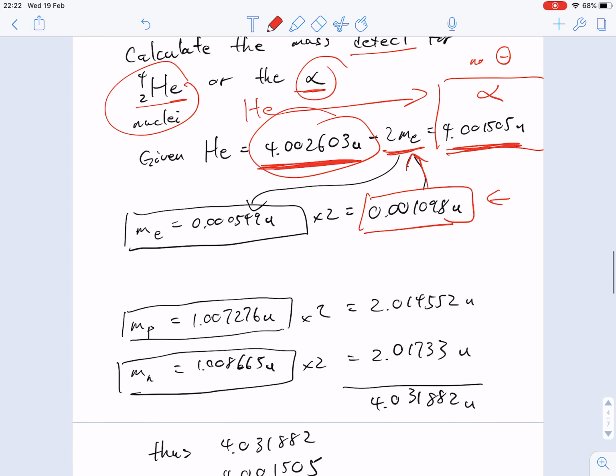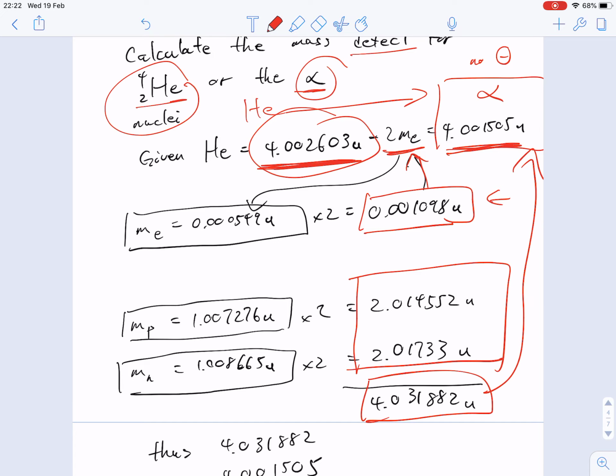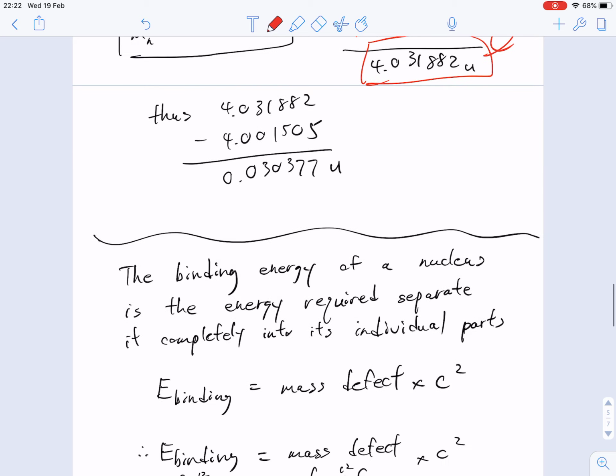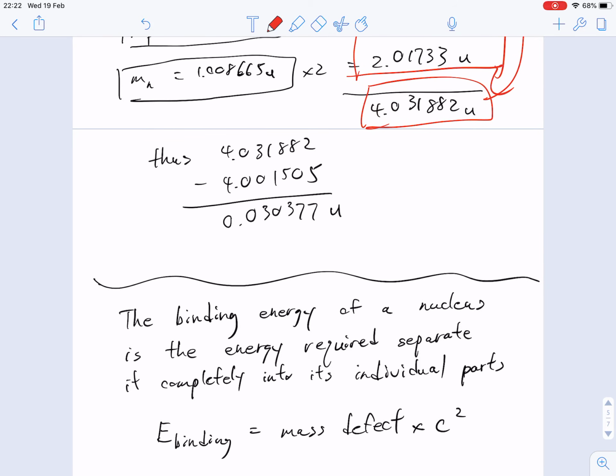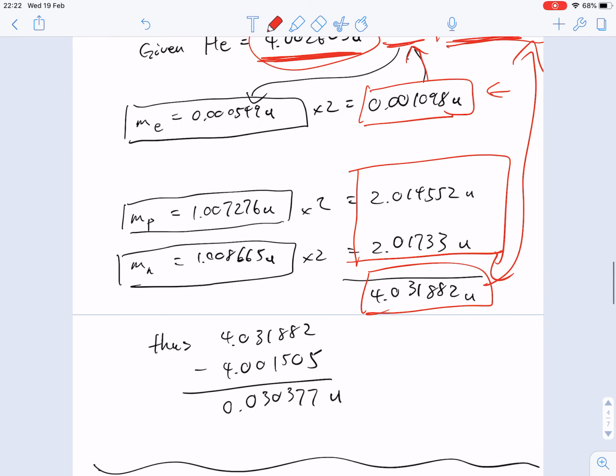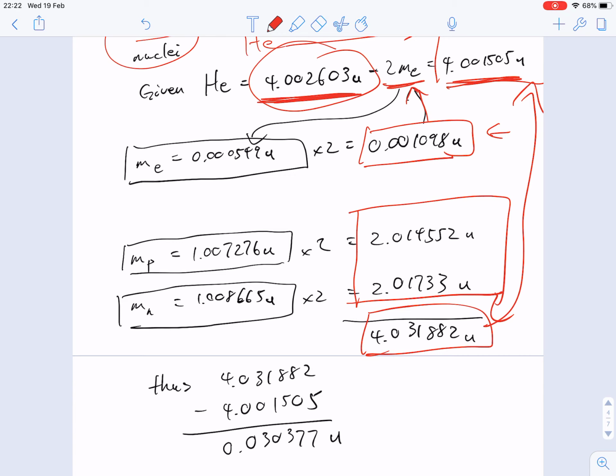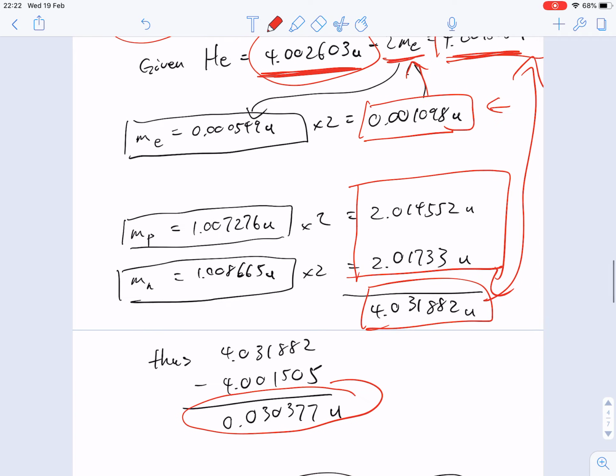And so to finish this off, these are the individual values of our 2 protons and our 2 neutrons. So we're comparing this value with that one. I copied and pasted it down here, so if you want to reference that, okay. And we end up with a difference of 0.030377 AMUs, or U.